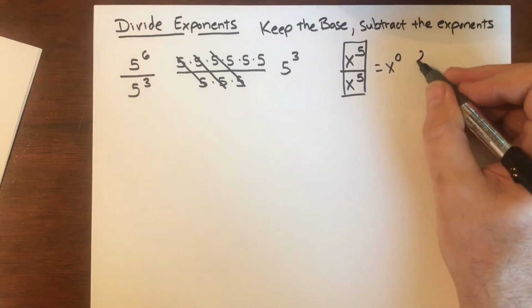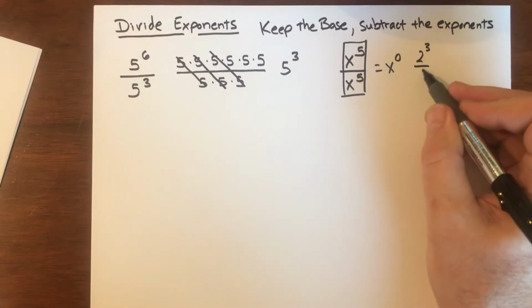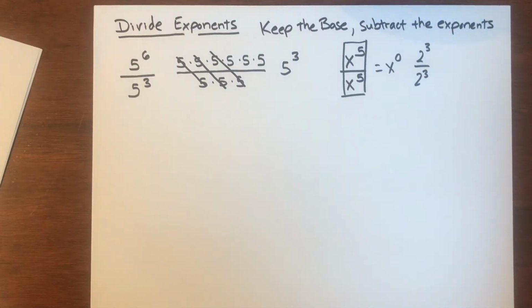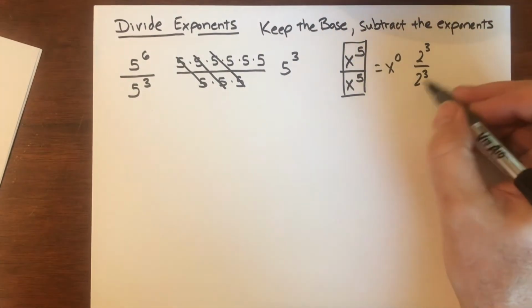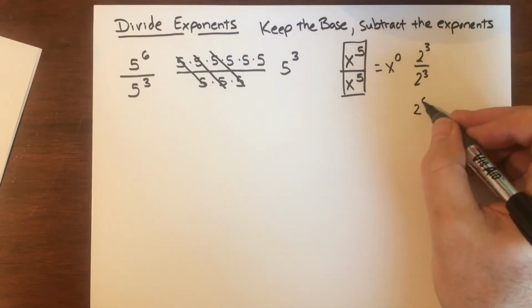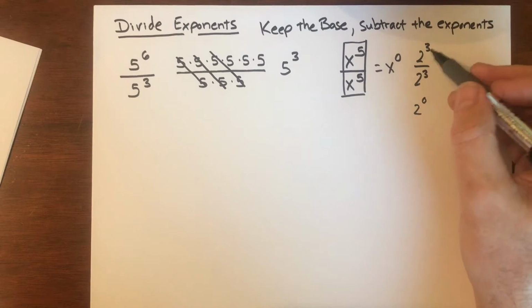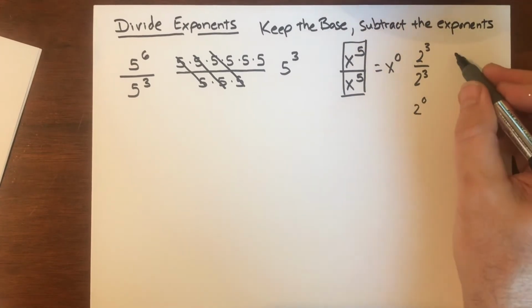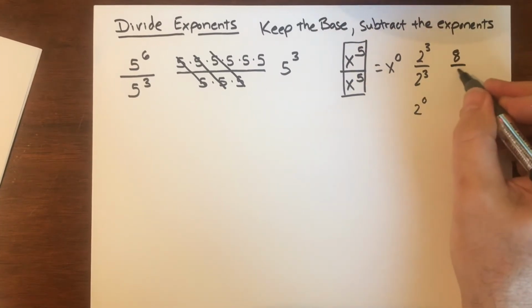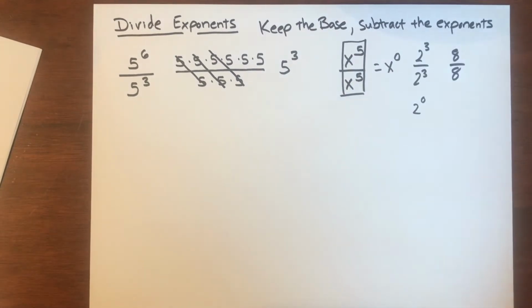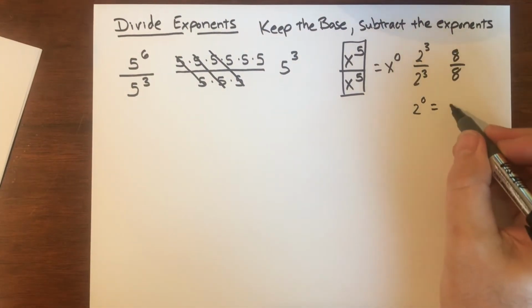Let's do 2 to the power of 3 over 2 to the power of 3. But let's not do it exponentially. If we did, you'd say, oh, I'd keep that 2, 3 minus 3 is 0. Let's do this with their actual value, because you know 2 to the power of 3 is 8. What's 8 over 8? 1. Kaboom. 2 to the power of 0 is 1.